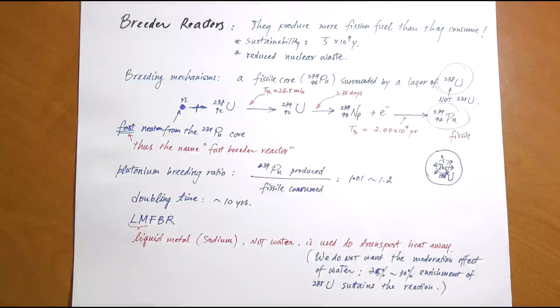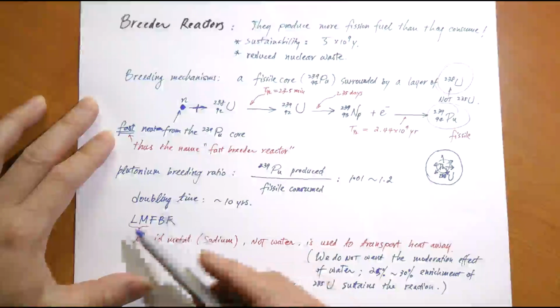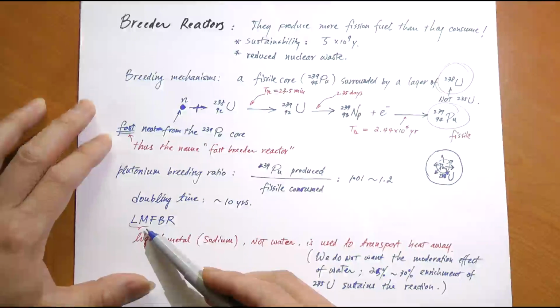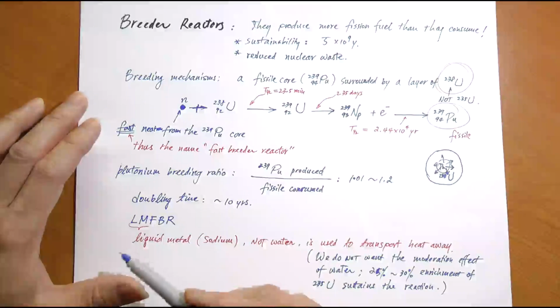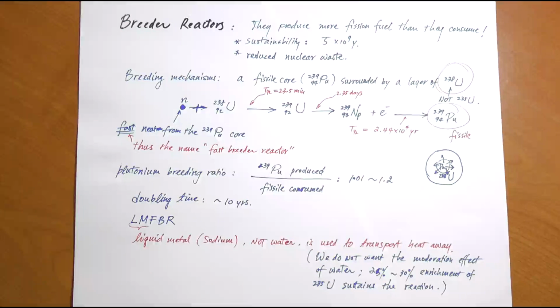Now, in a breeder reactor, we do not use water, pressurized water, to take away the heat. Rather, we use liquid metal. So the primary type of breeder reactor is called LMFBR, liquid metal fast breeder reactor. Liquid metal because the metal is at very, very high temperature, so they're liquid. We use mostly sodium. Why use sodium, not water, as a moderator?